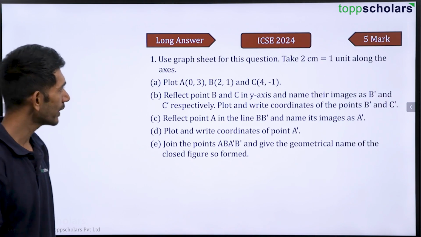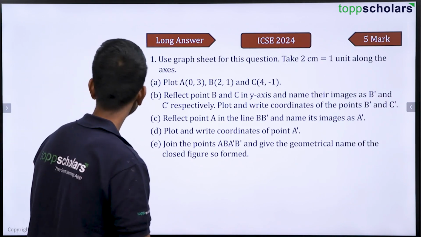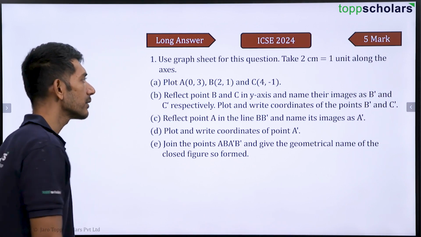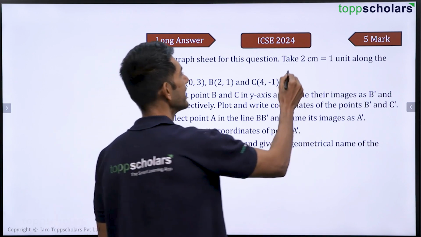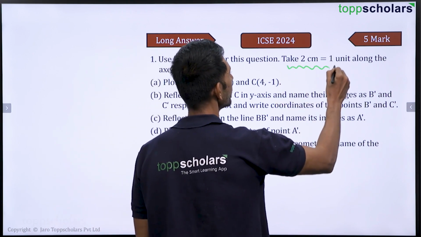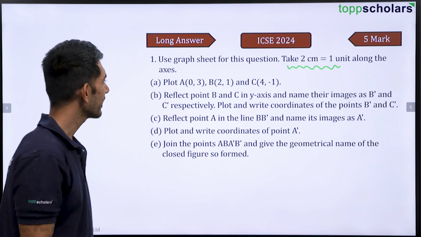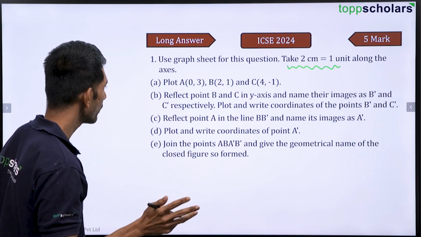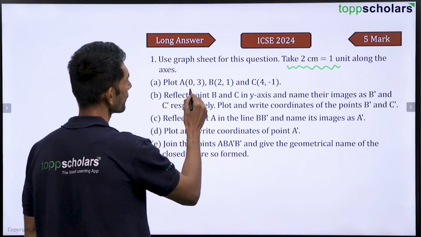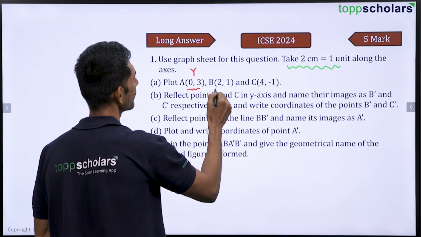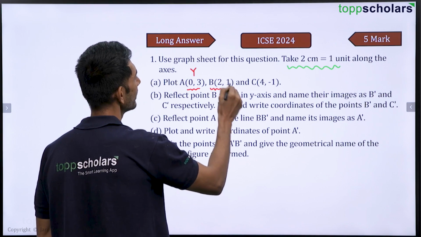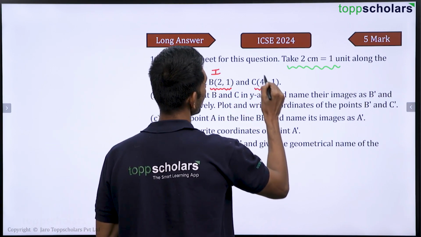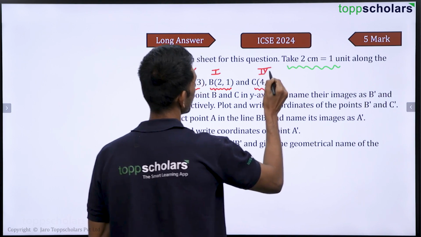Let's have a look at one more question. It says, use graph sheet for this question again. Take 2 centimeter as 1 unit. So if they're telling you to take 2 centimeter as 1 unit, don't change that. Then plot the points. 3 points we are supposed to plot. 0, 3 that lies on the y-axis. 2, 1 that lies in the first quadrant. And 4, -1 that lies in the fourth quadrant.